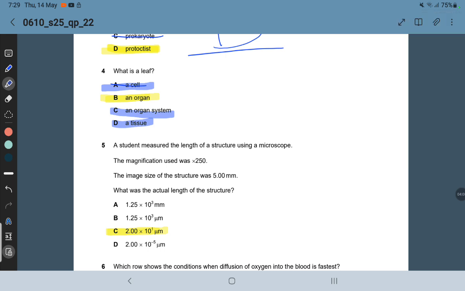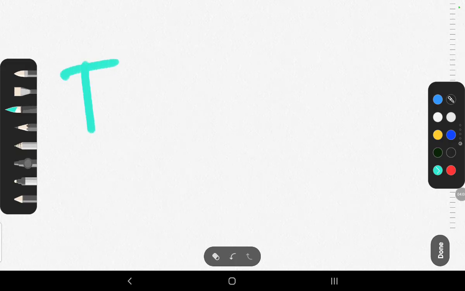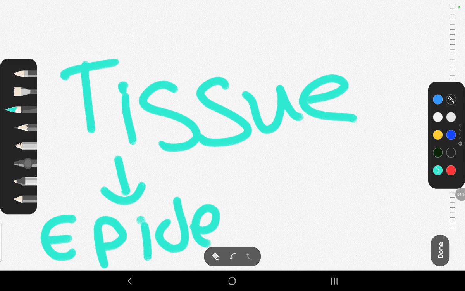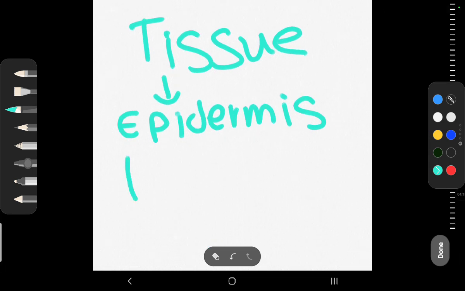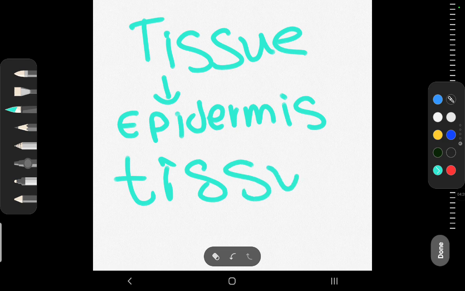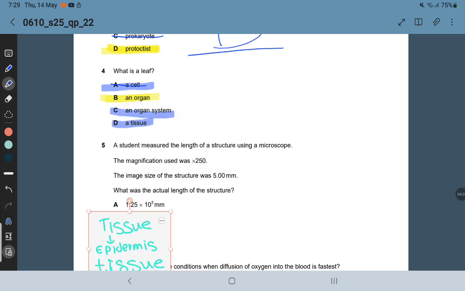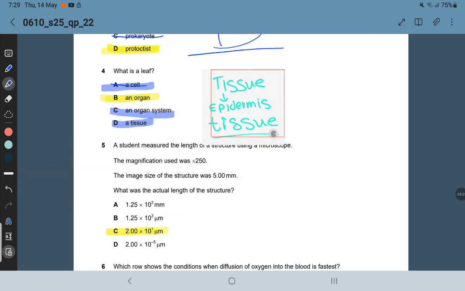Now let us illustrate it for you to understand. Tissue means epidermal tissue. Epidermis or epidermal, both are the same, nothing different. Epidermis tissue, so this is an example of a tissue. Now let's just put it here.